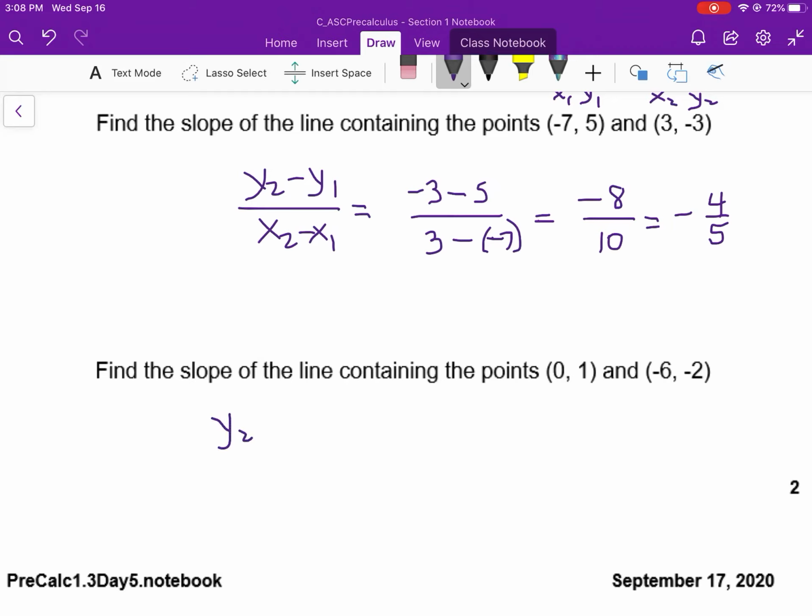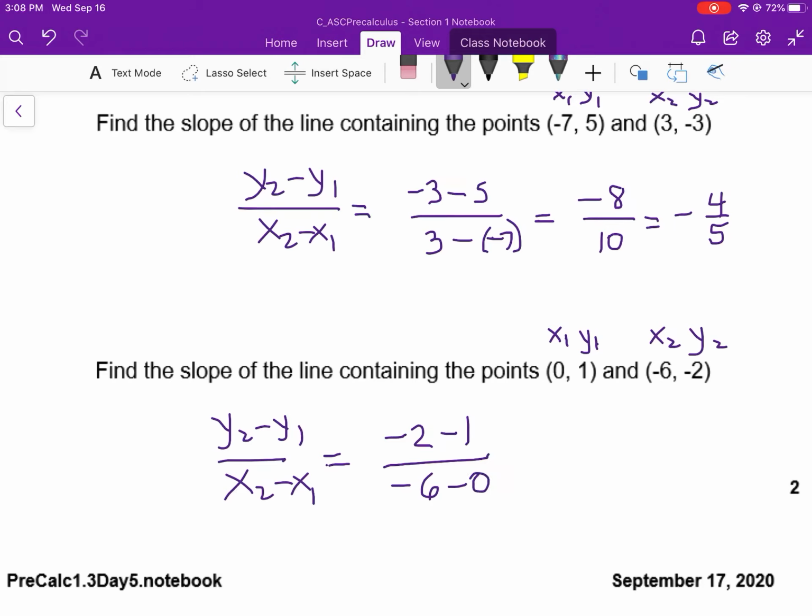All right, this slope, y2 minus y1 over x2 minus x1. So this is x1, y1. This is x2, y2. So this is negative 2 minus 1 over negative 6 minus 0. This is negative 3 over negative 6, which is just 1/2. So this is a positive slope. The other one was a negative slope.